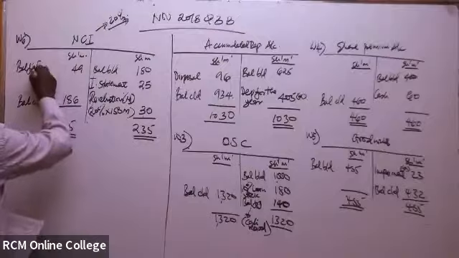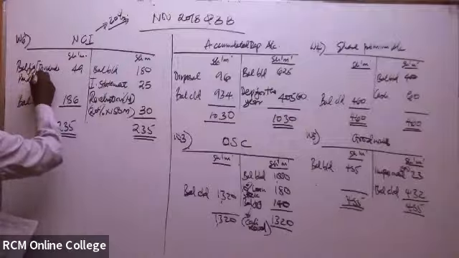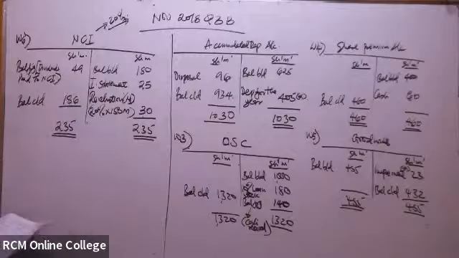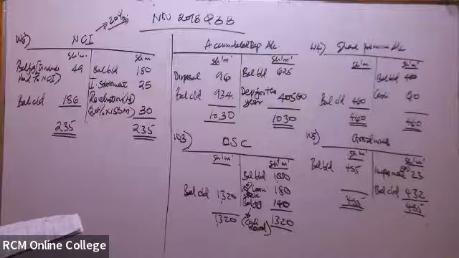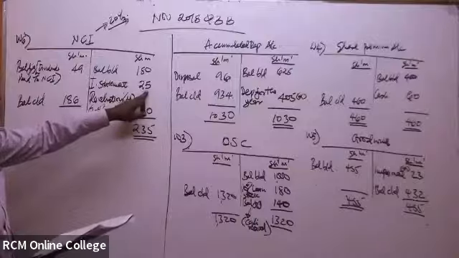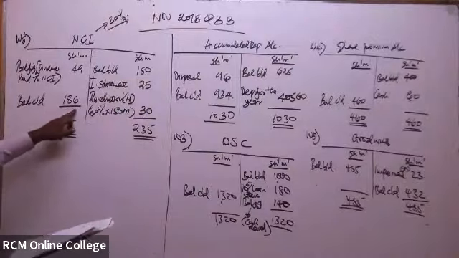This balancing figure is the dividends paid to the non-controlling interest. So of course, now in this case, we're having to say during the year, they were given part of the profits, 25. Their opening balance was 180. By the end of the day, it was 186.